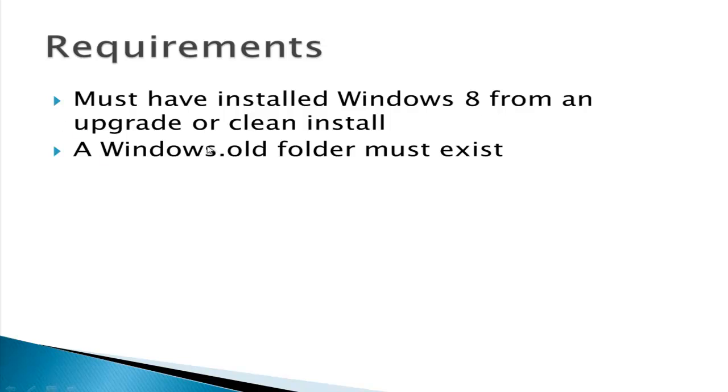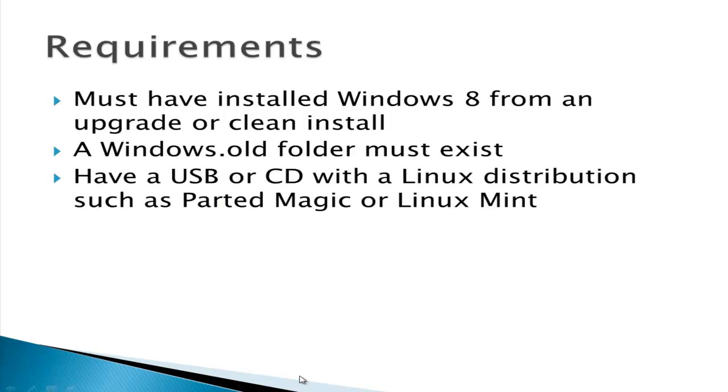Now, you must have a Windows.old folder on your hard drive. When the Windows 8 installation system installs Windows 8 onto your computer, it moves everything from Windows 7 into a folder on your hard drive called Windows.old. And this will be located on the partition where you had Windows 7 before. So, in order for this to work, you must have a Windows.old folder on your system.